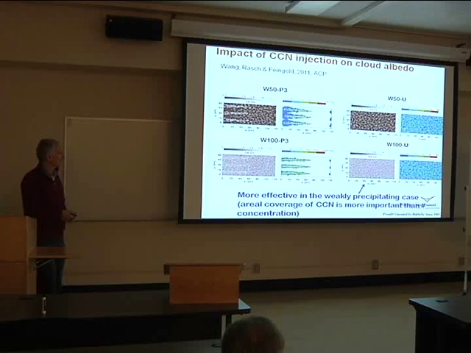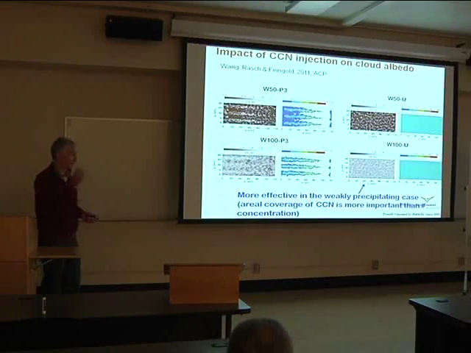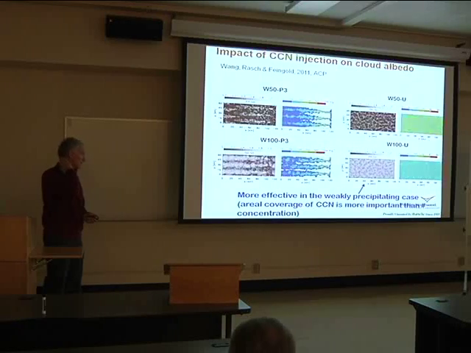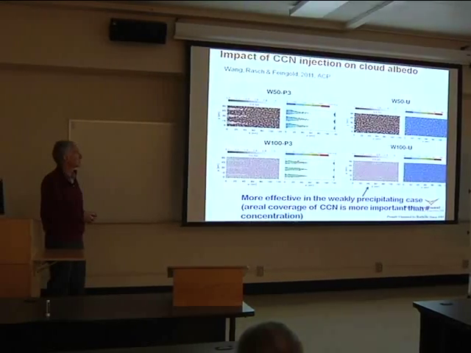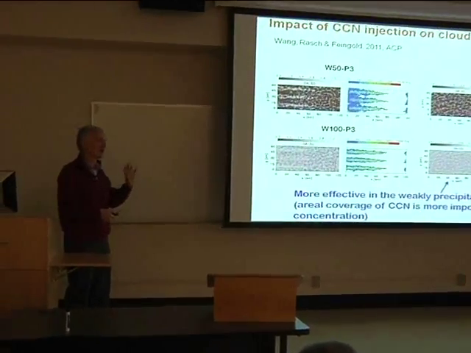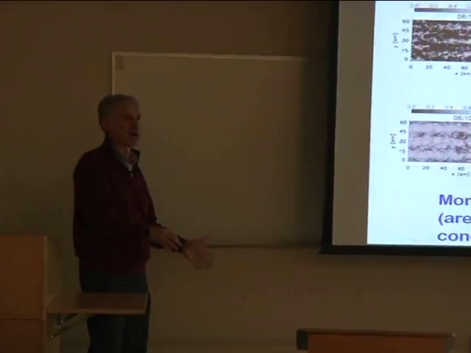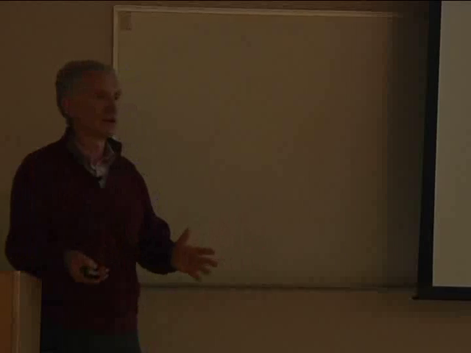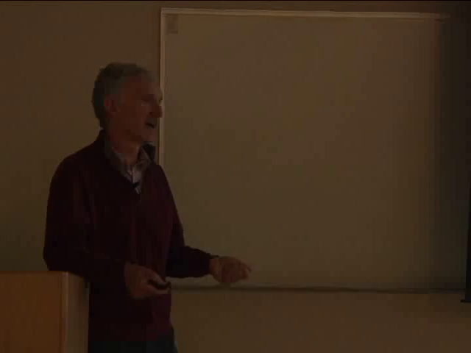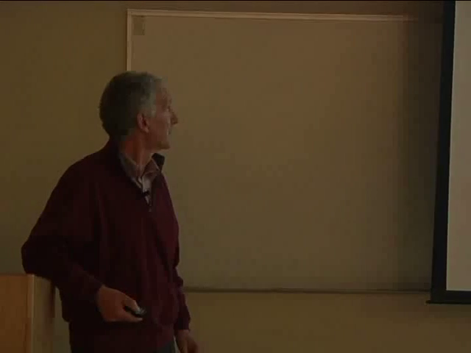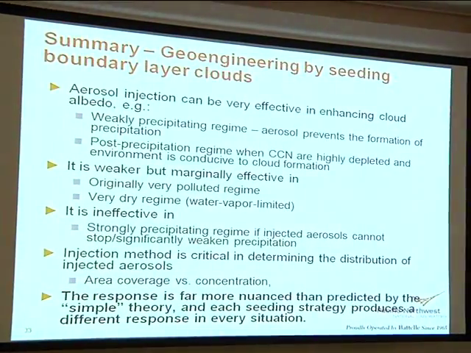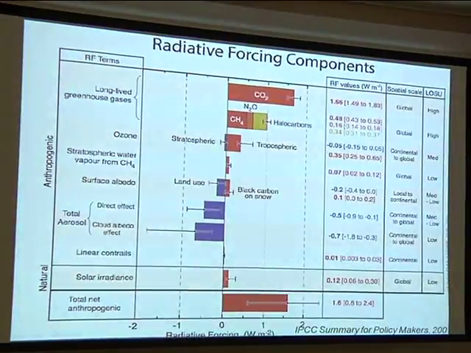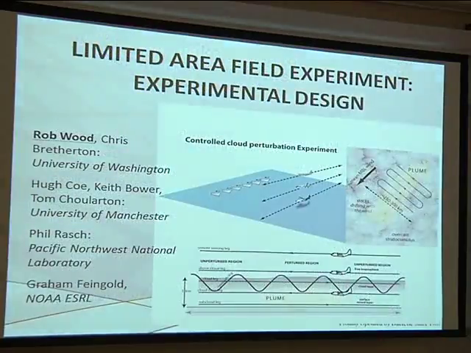So we've scoped out, in a study which just appeared this month, just a few weeks ago, what the response would be of injecting these kinds of aerosols, sea salt aerosols, into stratocumulus clouds in a variety of different circumstances: when the boundary layer is moist, when it's dry, when it's polluted, when it's unpolluted, etc., to try and identify what the consequences to the planet are from this kind of seeding strategy. It ends up that certain environments are better than others for this, and I won't tell you any more about that. I think I better skip over this.